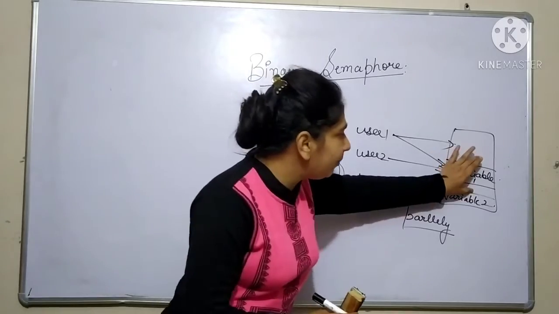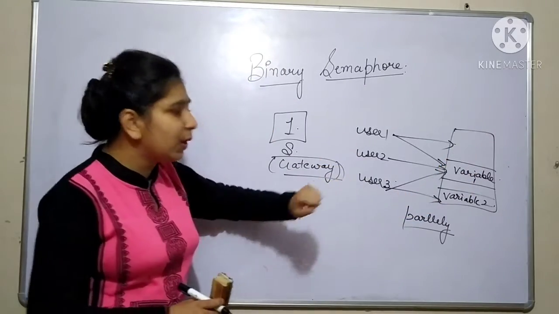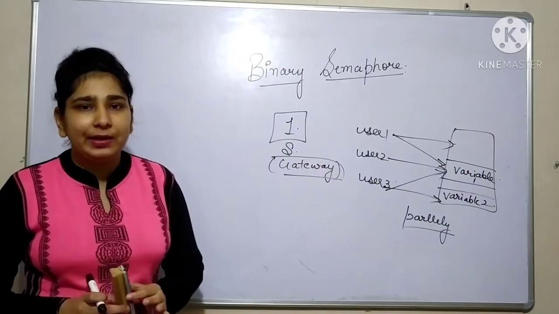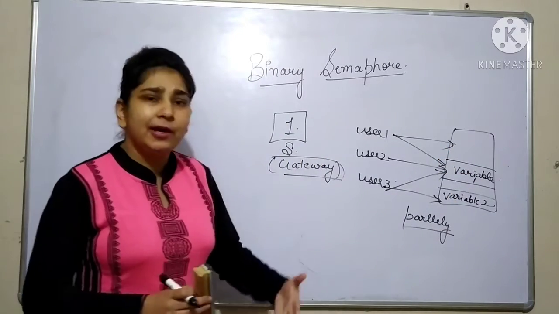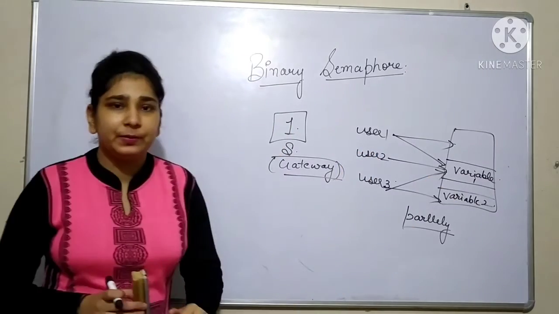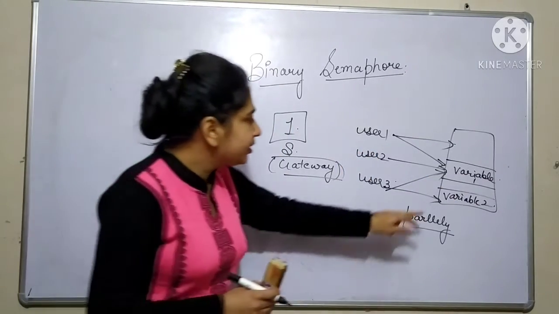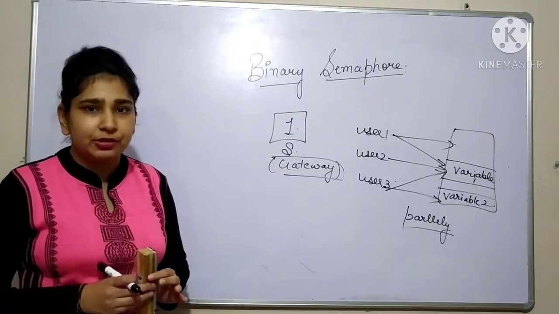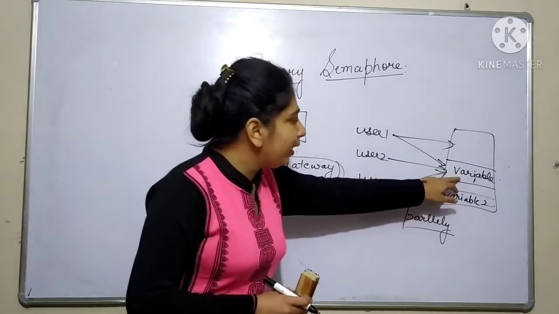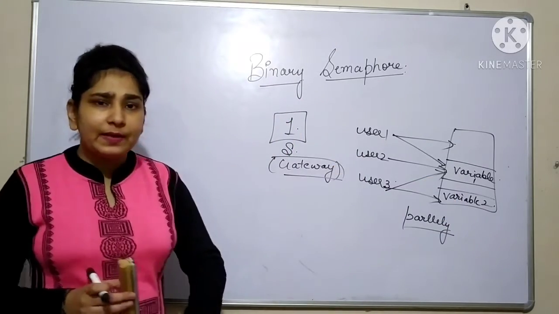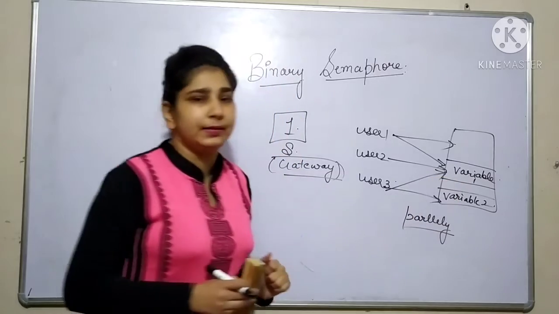This variable which multiple user requests want to access is actually your shared variable. Shared means multiple user requests are accessing it. So this shared variable is actually your critical section. This variable is shared, and multiple user requests want to access it.